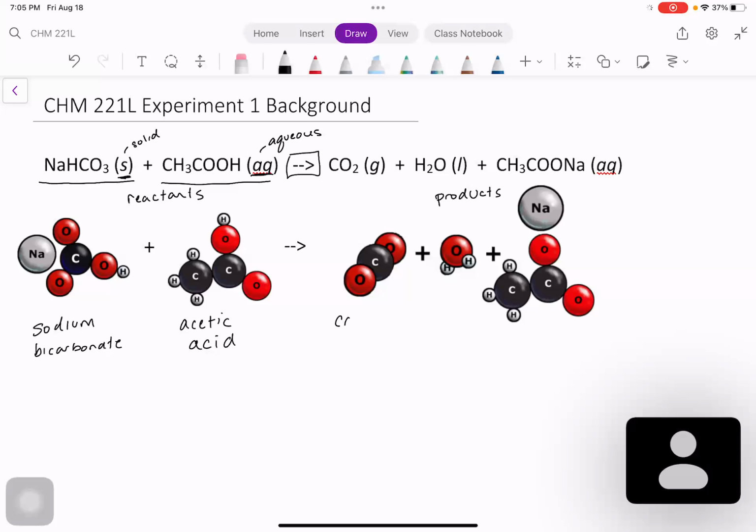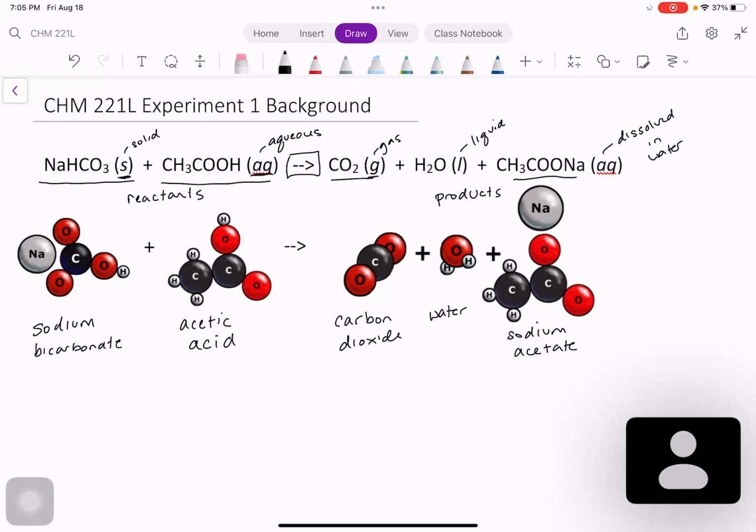And the products of this reaction are carbon dioxide, which has the chemical formula CO2. You're probably familiar with that one. You're definitely familiar with water, H2O. CO2 is a gas. Water, we know, is a liquid at room temperature. We're going to be running this reaction at room temperature. And lastly, the product here, sodium acetate, which has this chemical formula and this structure here. And this is also aqueous, which means that it is dissolved in water.